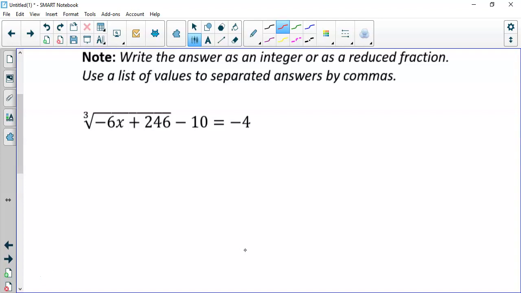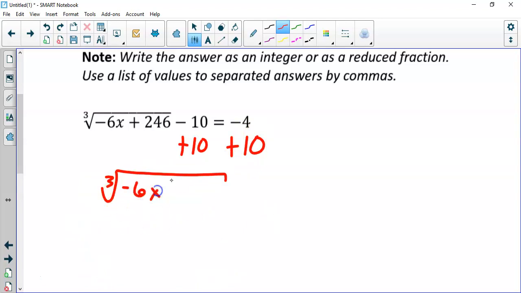What do we have to do with this negative 10? We have to move it to the other side. How do you get rid of a negative 10? In order to solve radicals, your first step should be to get the radical by itself. And what is negative 4 plus 10? 6. Before you can do anything with the radical, you have to get it by itself.